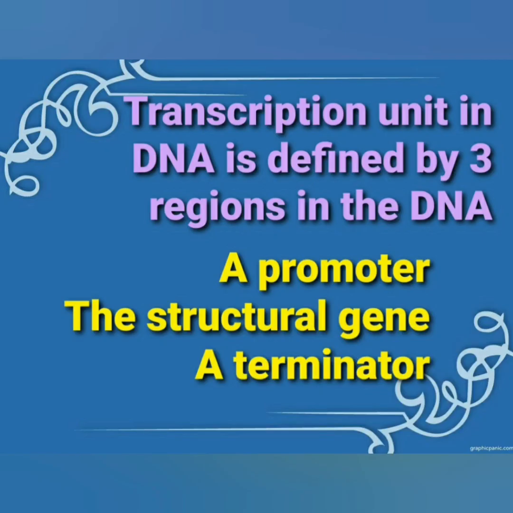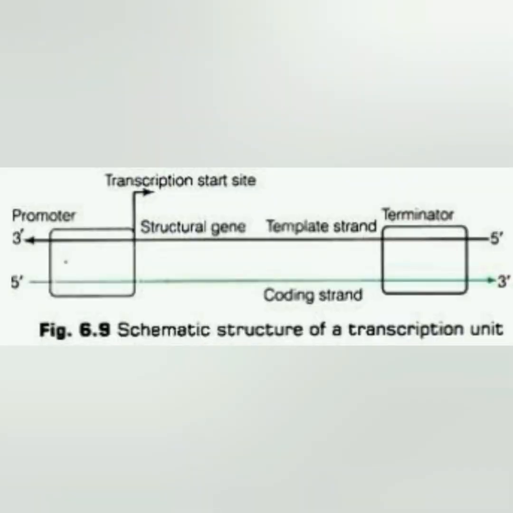Now, a transcription unit in DNA is defined by three regions in the DNA, namely a promoter, the structural gene, and a terminator. Here you can see the three regions in the transcription unit. Try to understand the promoter, structural gene, and terminator region.